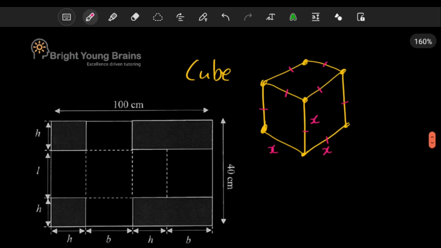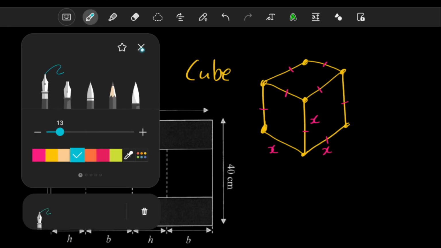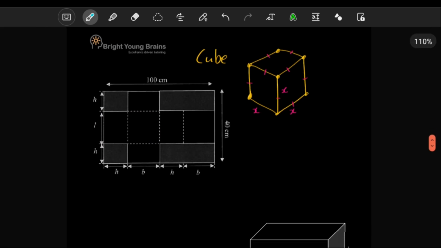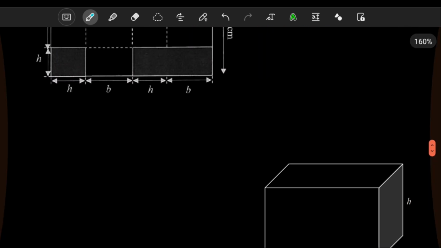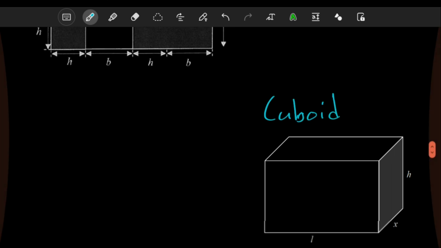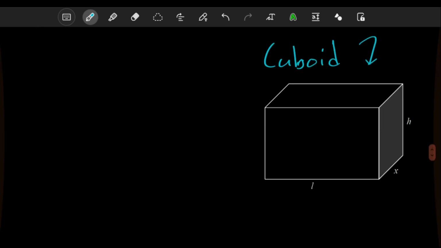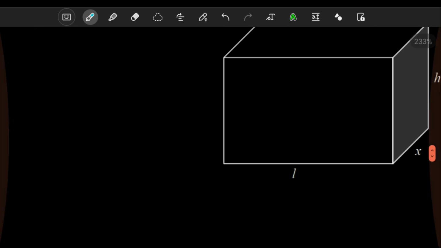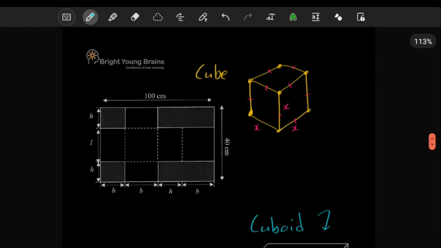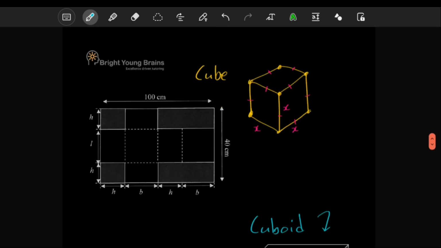But then you have what you refer to as a cuboid. A cuboid is a 3D rectangle, which is this thing here. But you're in matric, so you probably knew that. If you didn't, trust me, it's not a crime at all. It's not even important.